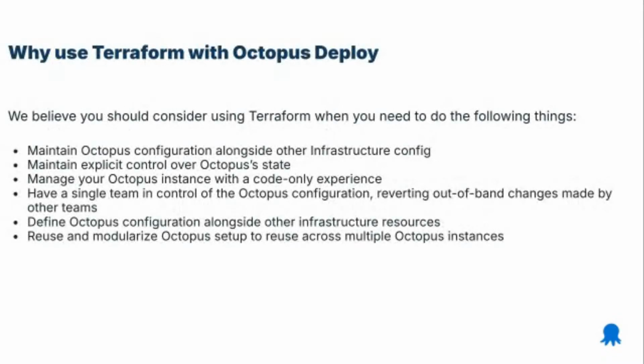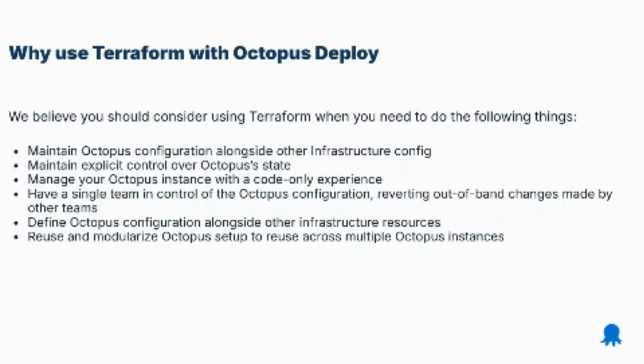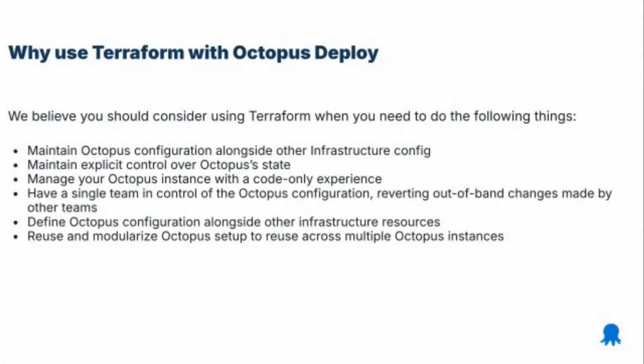So why should you use Terraform with Octopus Deploy? We think there's a few good reasons for when you should be using Terraform with Octopus Deploy. It's when you need to maintain Octopus configuration alongside other infrastructure config. You need to maintain control over your Octopus estate. You want to manage your Octopus as code only. You don't want to touch the UI. You want to make sure that a single team is in control of the Octopus configuration and be able to easily revert changes made by teams that aren't authorized to do so.